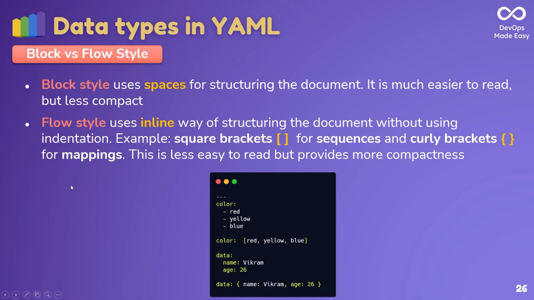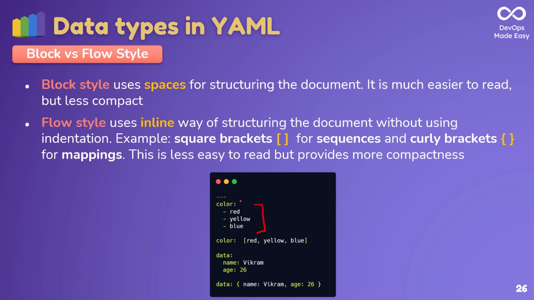Now we were talking about block versus flow style. There are two forms of indicating lists or any data type in YAML. The first one is the block style. Block style uses spaces for structuring the document. Let's say here, color is the key, value is a list. I can list the elements like this inside the square brackets, like I can go red, yellow, blue, but I can also mention it like this with the spaces at the front. Okay, so block style.